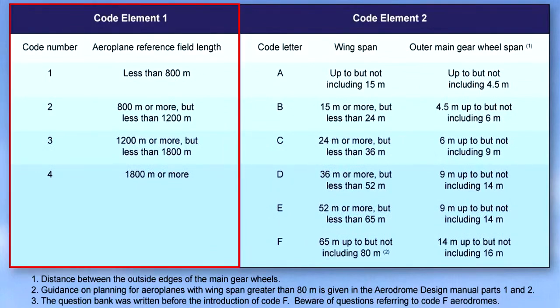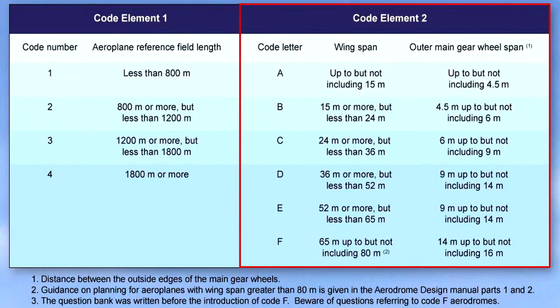Element 1 is a number based upon the aeroplane field reference length, which we will explain shortly, and element 2 is a letter based on the aeroplane wingspan and outer main gear wheel span, the furthermost distance between the outer edges of the wheels in the main gear. Any particular specification will refer to the more appropriate of the two elements, or a combination of the two.